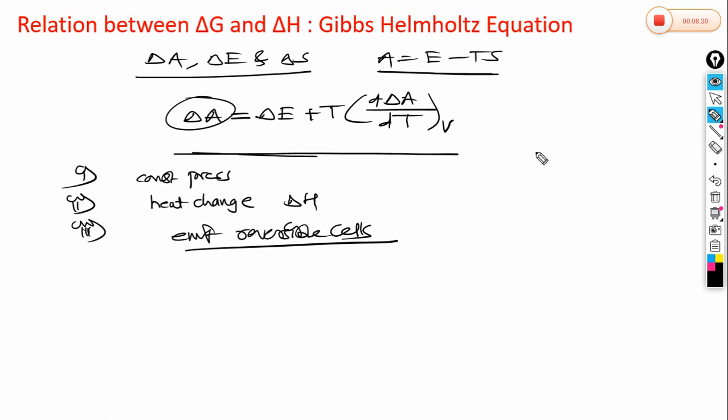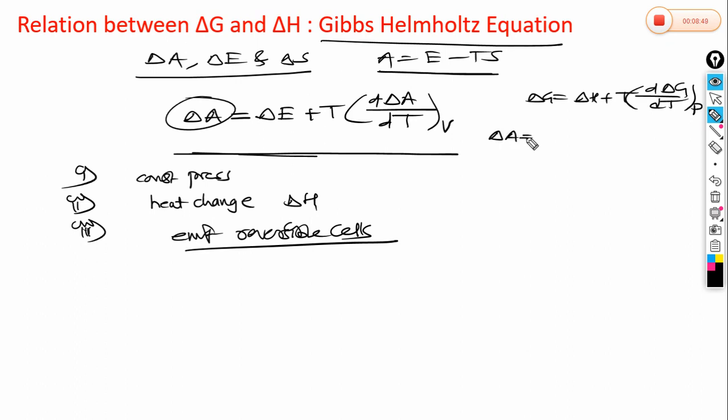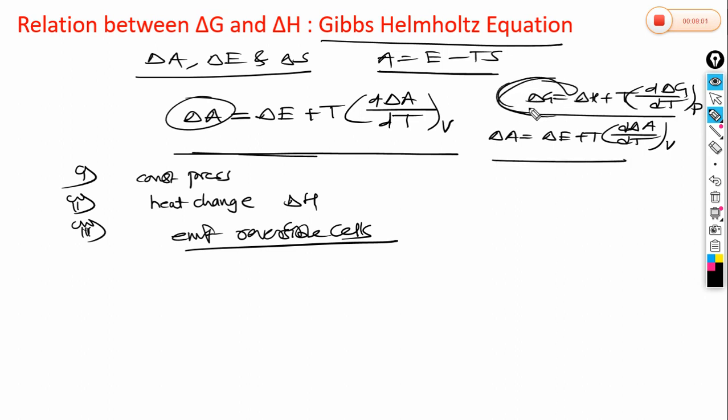I hope you will easily understand this Gibbs-Helmholtz equation. It is in both forms: delta G is equal to delta H plus T d delta G divided by dT at constant pressure, and delta A is equal to delta E plus T into d delta A divided by dT at constant volume. This is the Gibbs-Helmholtz equation in the form of the work function.